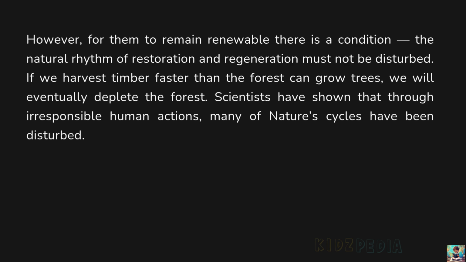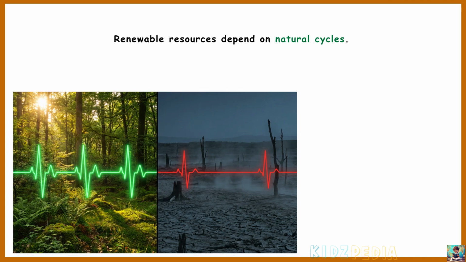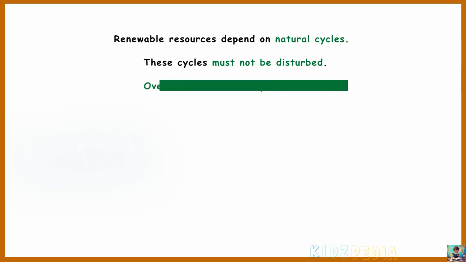Scientists have shown that through irresponsible human actions, many of nature's cycles have been disturbed. So, just because a resource is renewable doesn't mean it's impossible to lose. There is a special condition for this. We must not disturb nature's natural rhythm. Think of nature like a heartbeat or a clock. It has its own speed for restoration, that is fixing itself, and regeneration, that is growing back.